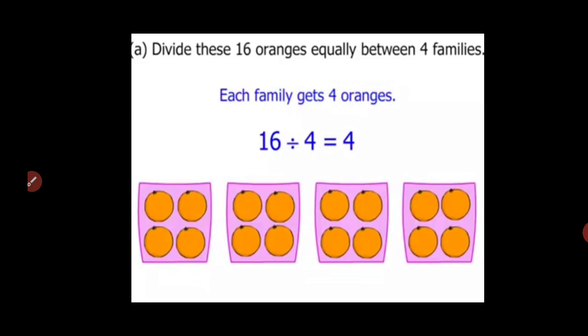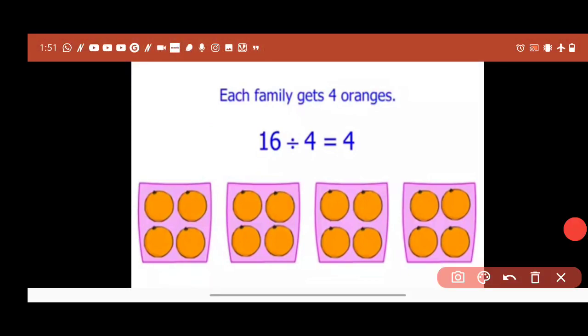What did you observe? We saw that each family gets 4 oranges. The first family has 4 oranges, the second has 4 oranges, the third and the fourth, both of them have 4 oranges. So we just saw that we have equally divided 16 oranges amongst 4 families, and each family gets 4 oranges. So this is how you divide.